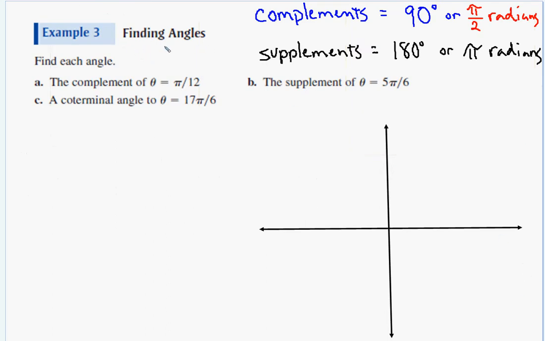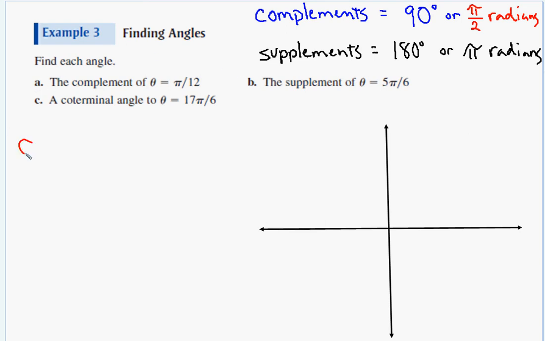Here it wants us to find some angles: find each angle, the complement of this, the coterminal with that, the supplement of something else. Now I put this up here in some different colored ink. Remember, complements are 2 angles that add up to 90, or we'll take 90 and subtract our given angle. Well, for a complement, 90 degrees is the same thing as pi over 2 radians.